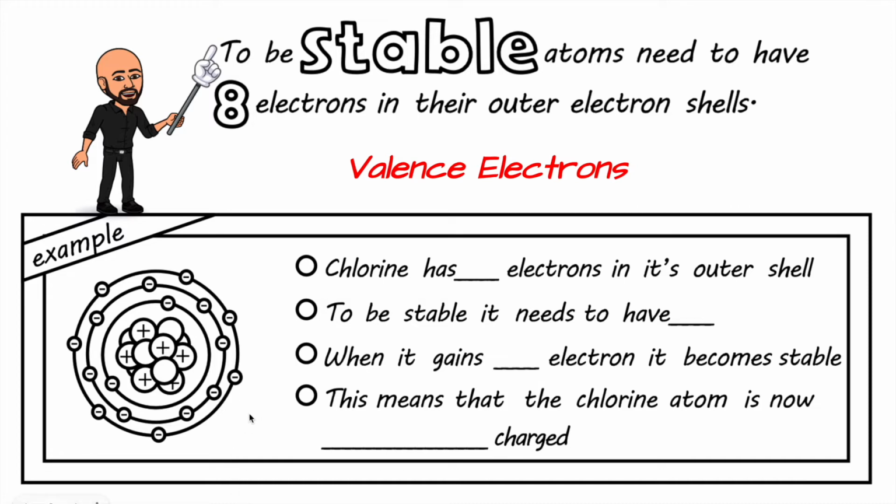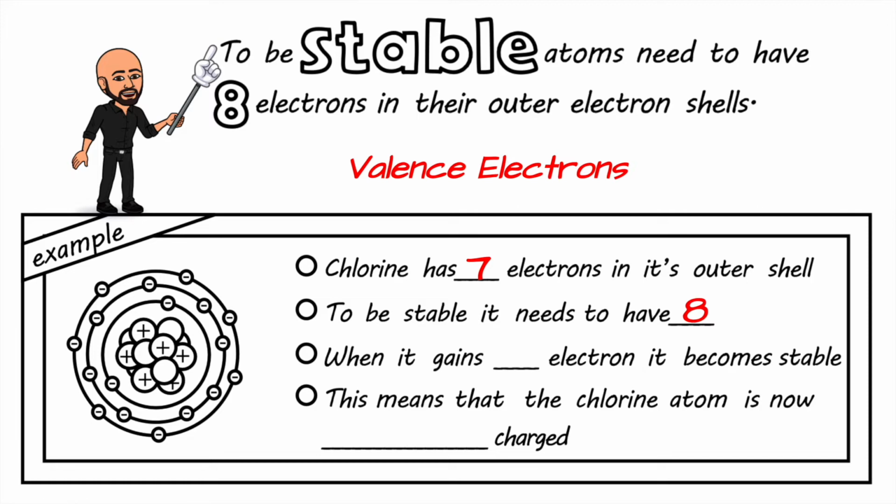Yes, if we calculate, there are 7 electrons in chlorine's outer shell. We found 17 is the atomic number in a neutral atom. That means there are 17 protons, 17 electrons, 2 electrons in the first shell or orbital, 8 in the next for a total of 10. That leaves me 7 to go in the outer shell, otherwise known as the valence shell. 7 valence electrons. We said earlier, to be stable, it needs to have 8 electrons.